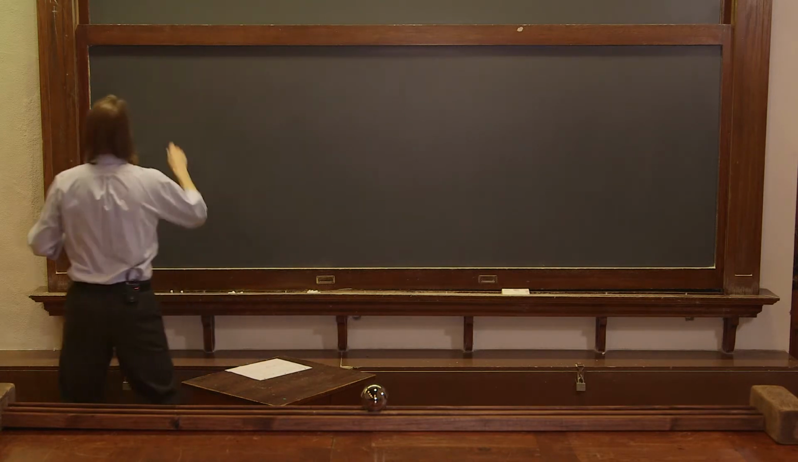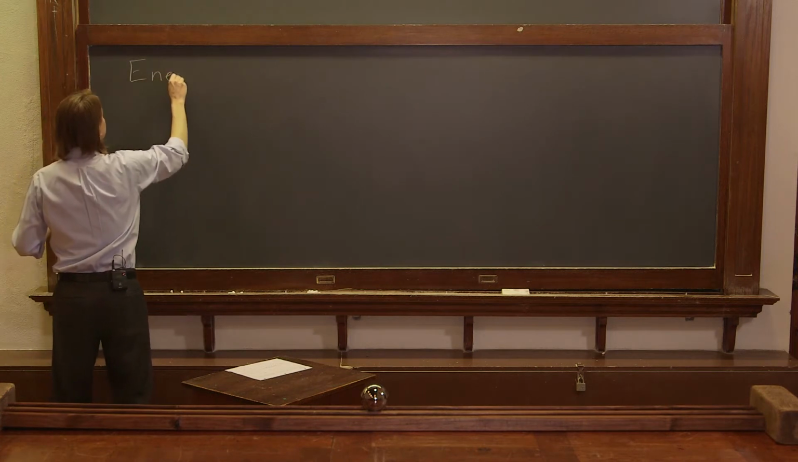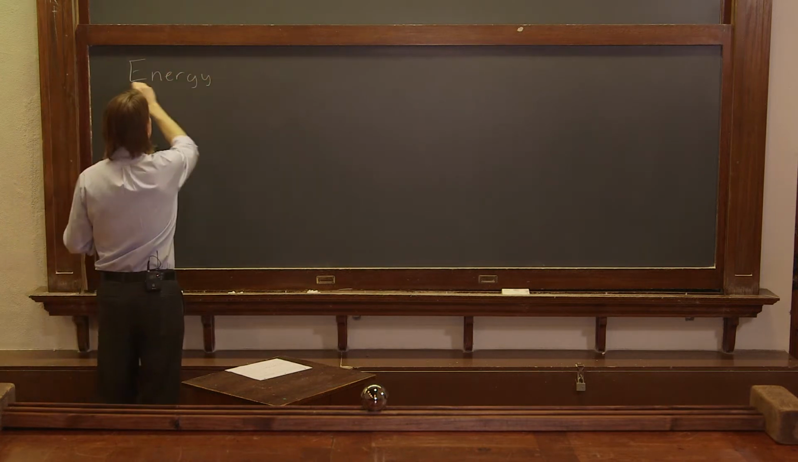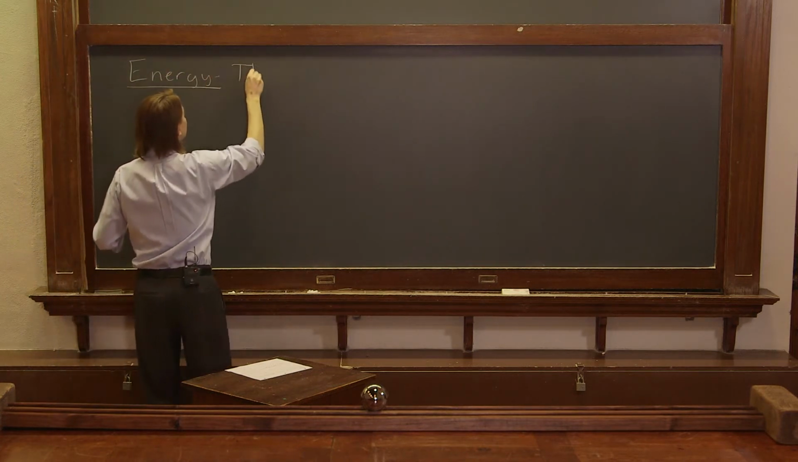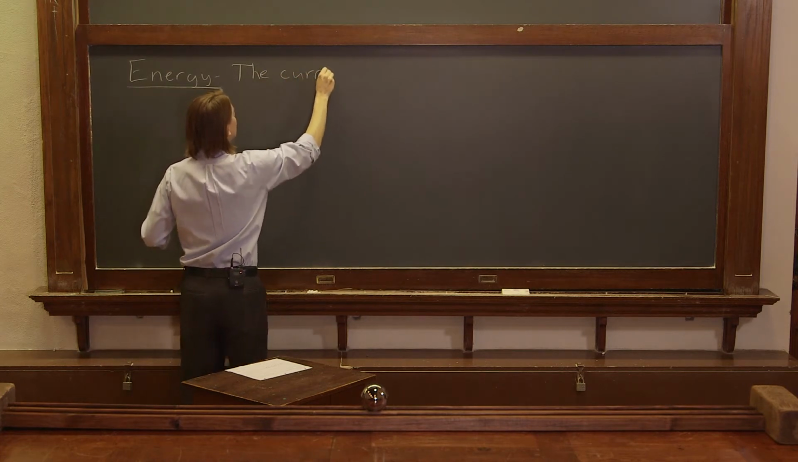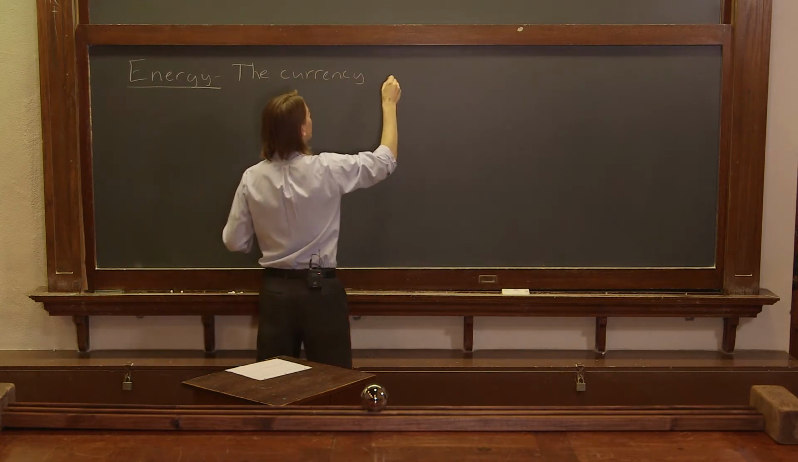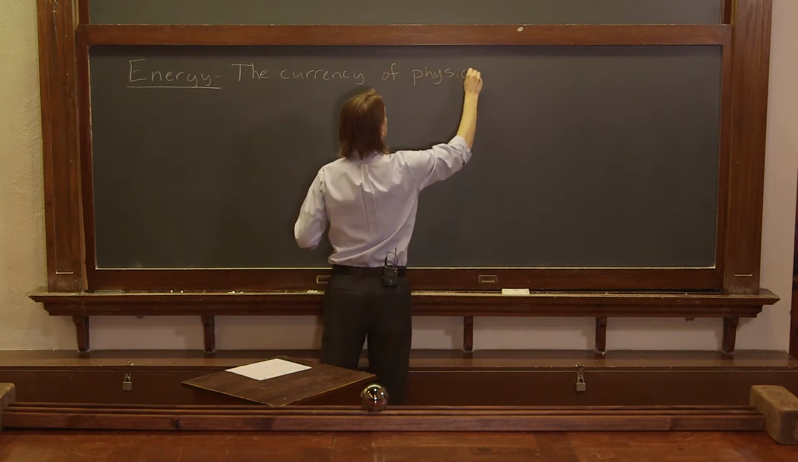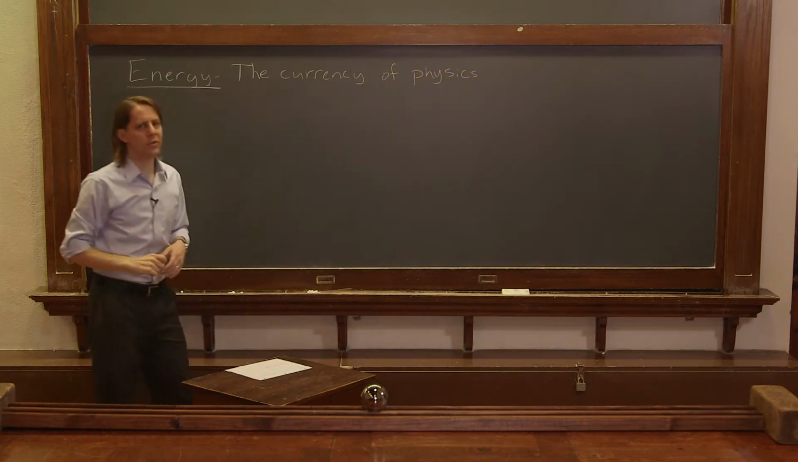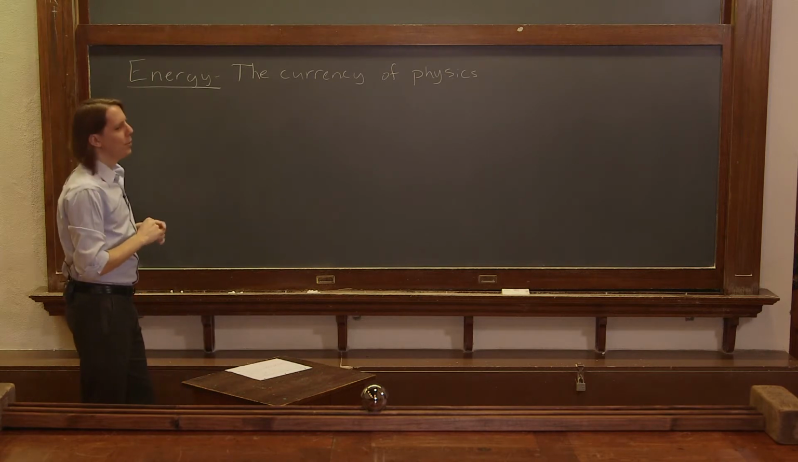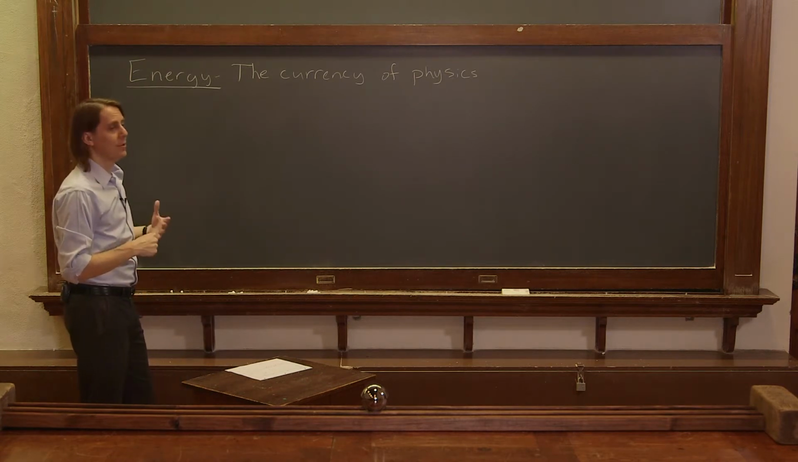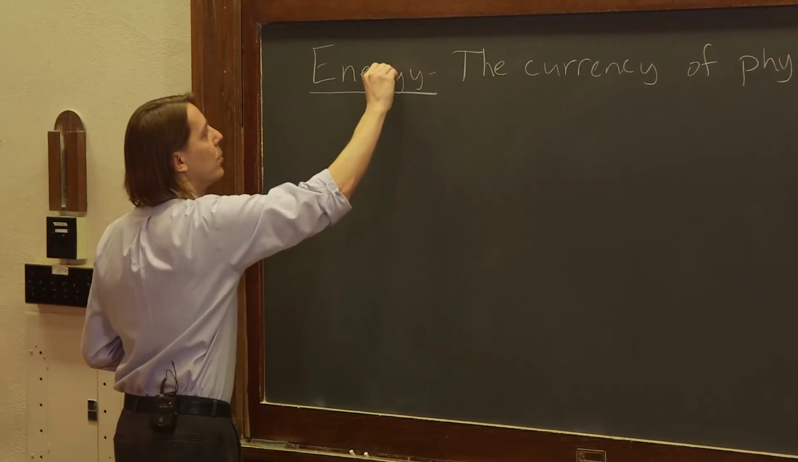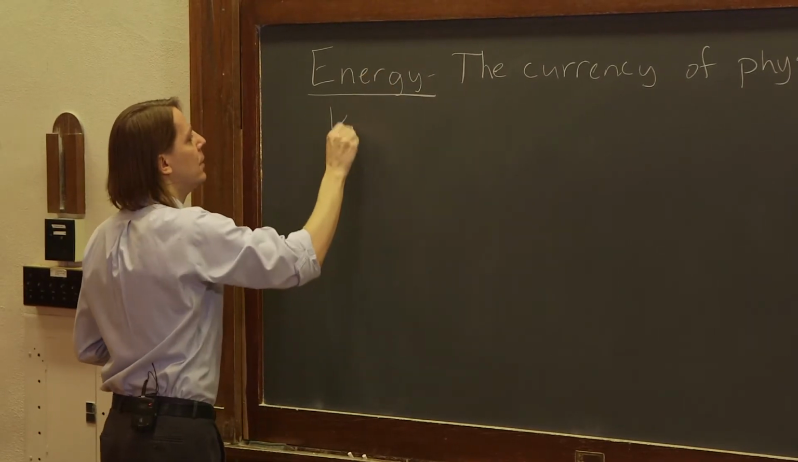So I'm going to go a little artistic on you and define energy as the currency of physics. The more you have, the more you can do. We will get more technical as we go, but I think that's a good way to start. Now, the way we're going to get through this is we're going to be defining different kinds of energy. So the first one we're going to work with is kinetic energy.